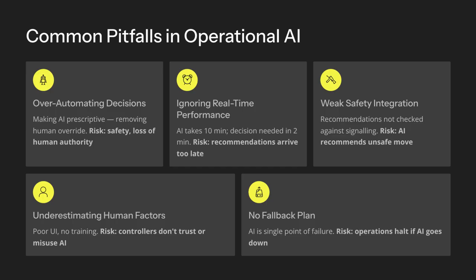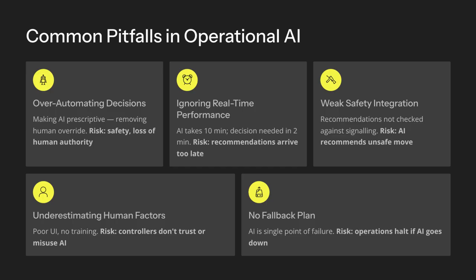Pitfall 4: underestimating human factors. This one is perhaps the most consistently underestimated in practice. Controllers are handed AI generated recommendations with no training on how to interpret them. The interface is cluttered with raw data. The reasoning behind the recommendations is opaque, and the result? Controllers don't trust the system, they don't understand it, and they mostly ignore it.